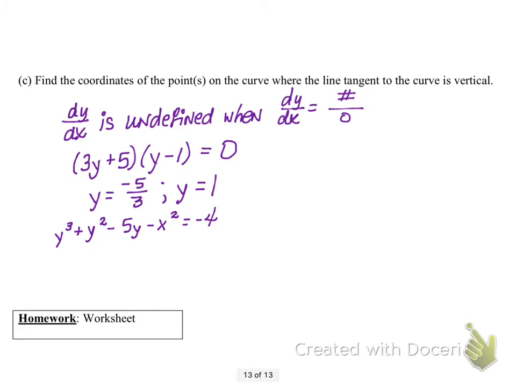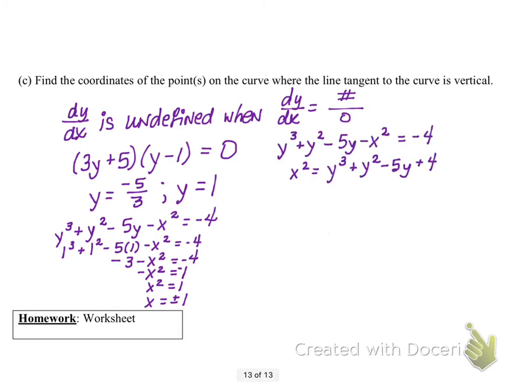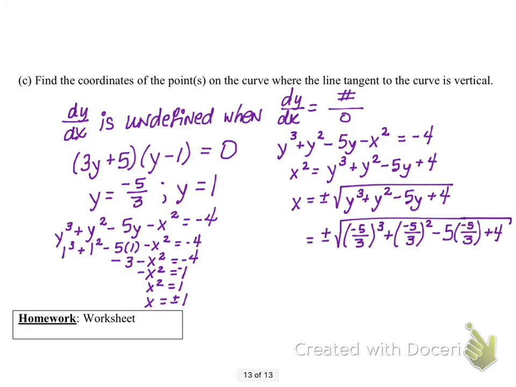So we'll start by replacing y with 1. And when we solve for x, we get plus or minus 1. Now we're going to do the same thing for -5/3. So I'm going to go ahead and solve for x squared, then I'm going to square root both sides. Once I've done that, I'm going to replace y with its value, which is -5/3. Then we simplify without using a calculator.